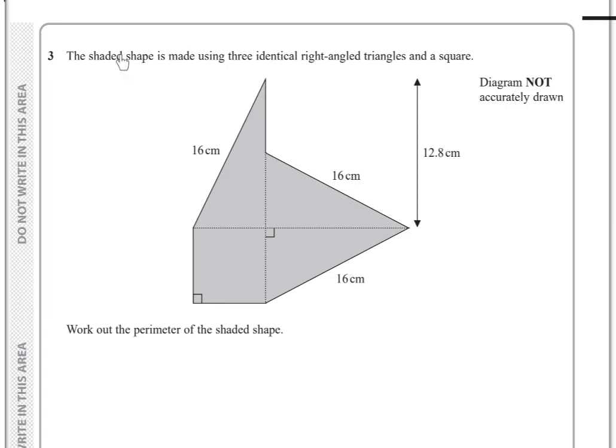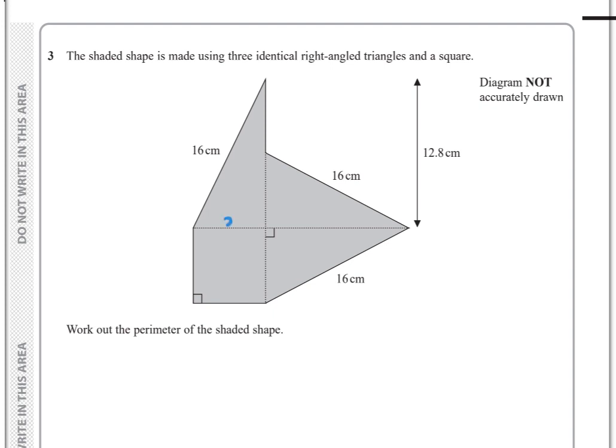Number 3. The shaded shape is made using 3 identical right angle triangles and a square. Work out the perimeter of the shaded shape. First, we need to find the side of the square. For the right angle triangle, we have the hypotenuse 16, and we have this side 12.8. Then we can find that one.